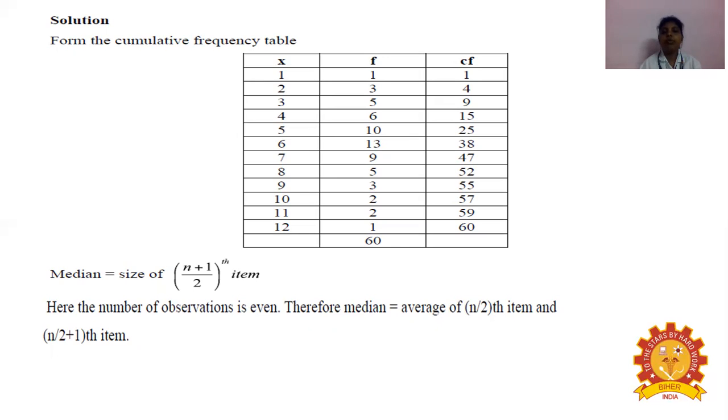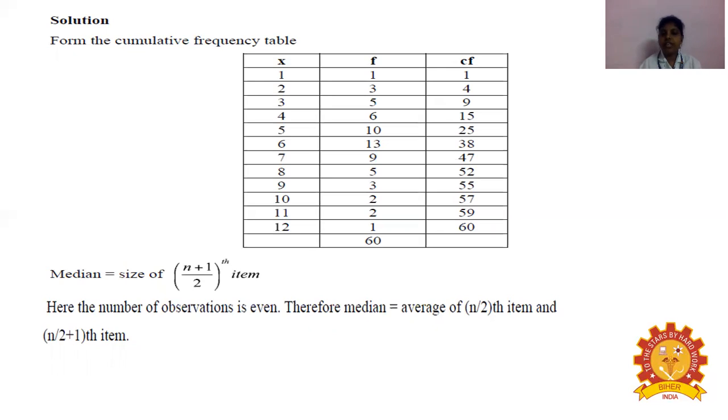Next we find the cumulative frequency. How do we find the cumulative frequency? First write the same value, 1. Whatever it is, just write the same thing, 1. Next value is 4. How will we get it?